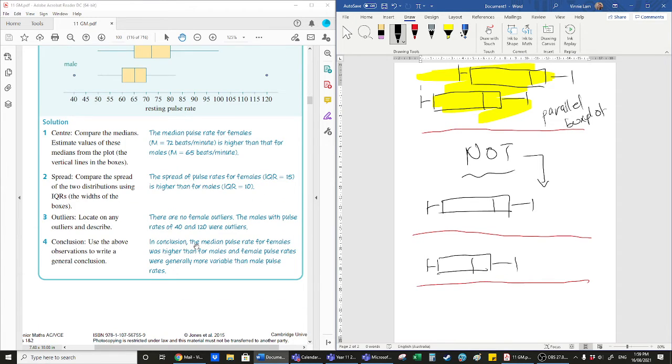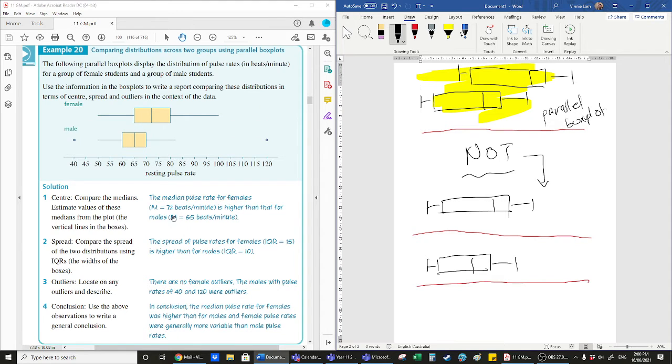So in conclusion, the median pulse rate for females was higher than the males, and the female pulse rates were generally more varied than male pulse rates. When it's talking about variable, it's just talking about the IQR. So the bigger the IQR, the more variable it is.